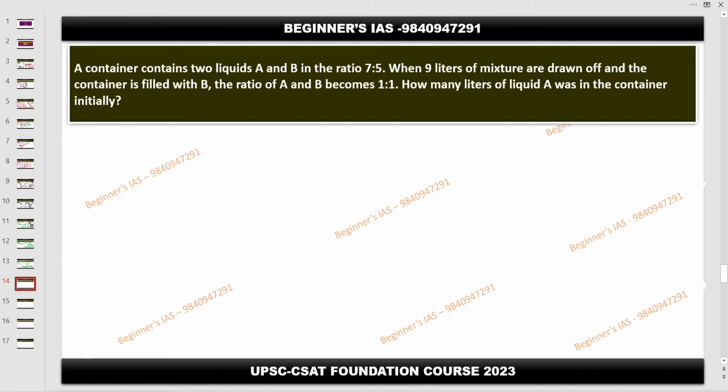A container contains two liquids A and B in the ratio 7:5. When 9 liters of the mixture are drawn off and the container is filled with B, the ratio of A and B becomes 1:1. How many liters of the liquid was in the container initially?